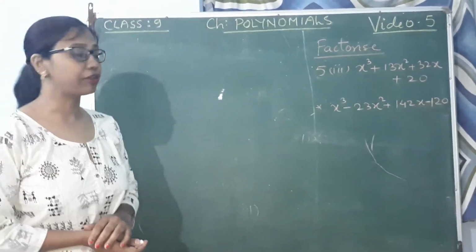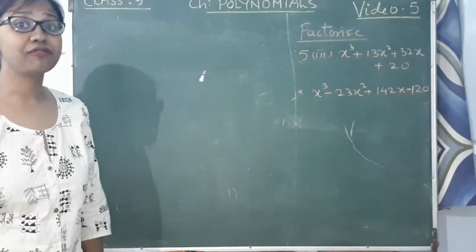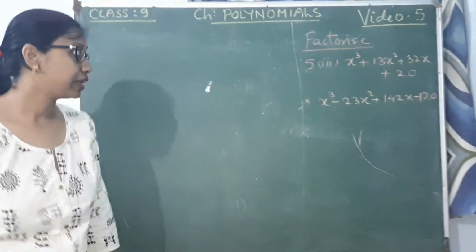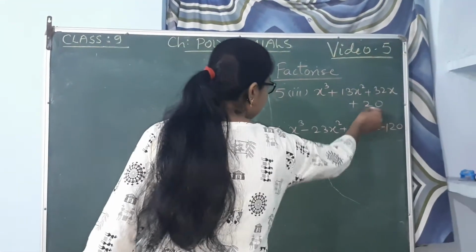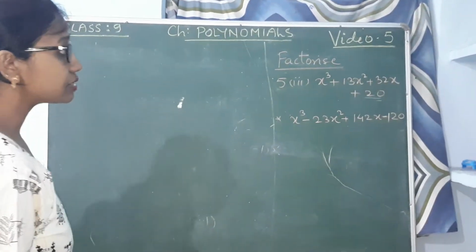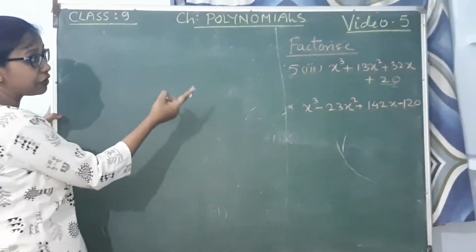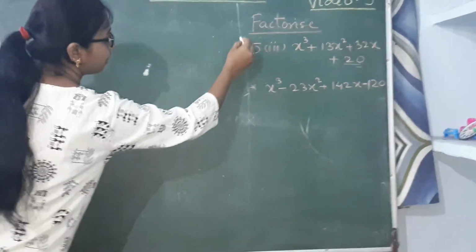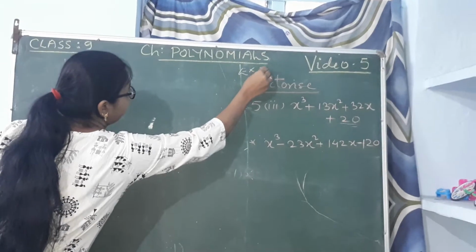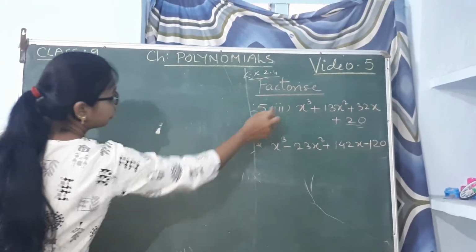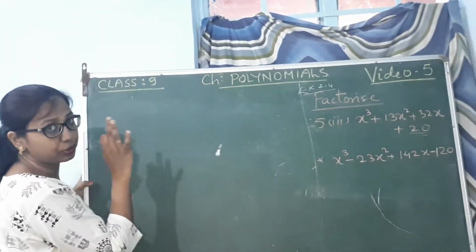Let us do the factorization for a cubic polynomial now. For a cubic polynomial we can use the factor theorem. In the application of the factor theorem for factorizing a cubic polynomial, for the last constant term, we will find out the factors of the constant term. This question I picked from exercise 2.4, question number 5, third part. The rest of the questions, similarly you do by your own.